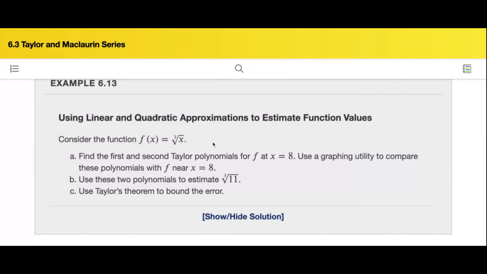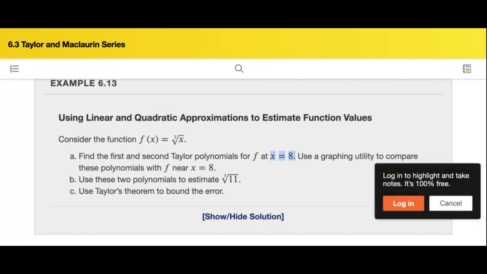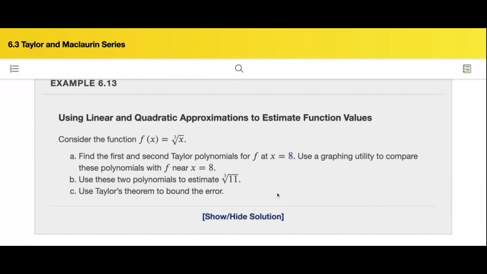Okay. So let's see this example. This example is saying f of x equals the cubic root of x. So what do we want to do? We want to find the first and second Taylor polynomials for f at x equals a. So this x equals a means the a is the center. The center equals 8. And use this polynomial to estimate, then use it to estimate cubic root of 11. Let's see that.